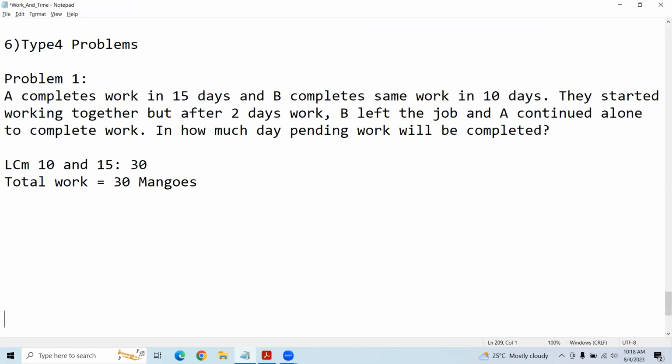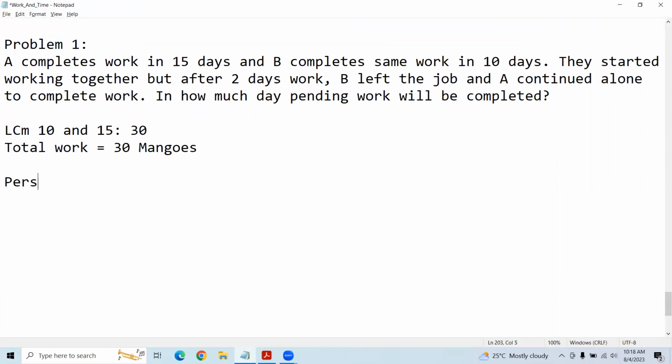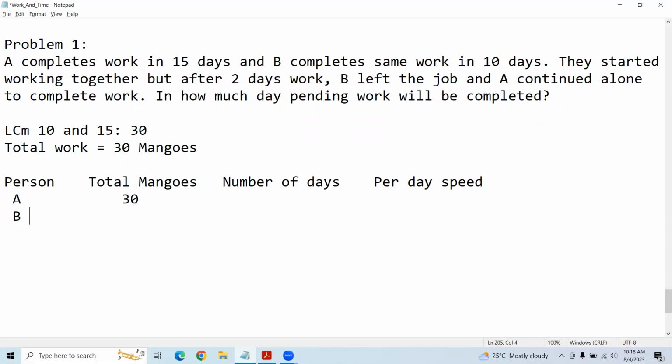Let's write down a similar table again: person, total mangoes, number of days, and per day speed. So let's look at A and B. Now total mangoes for A will be 30. For B also it will be 30. A completes that work in 15 days. So in 15 days he eats 30 mangoes. So 1 day speed is 2 mangoes. And for B, it's 10 days he completes the 30 mangoes. So per day speed he eats 3 mangoes.